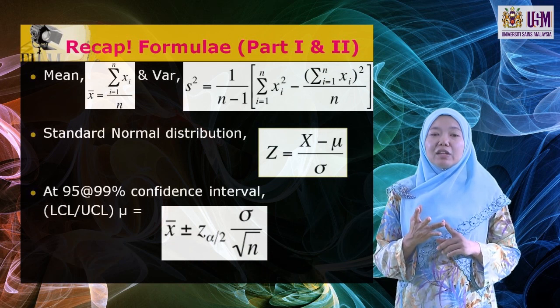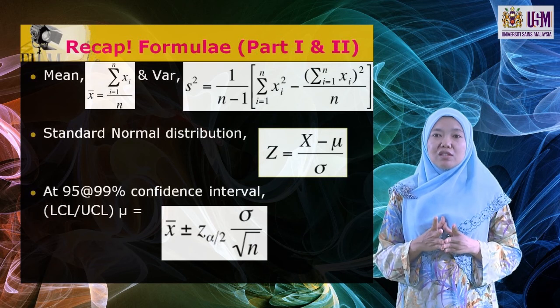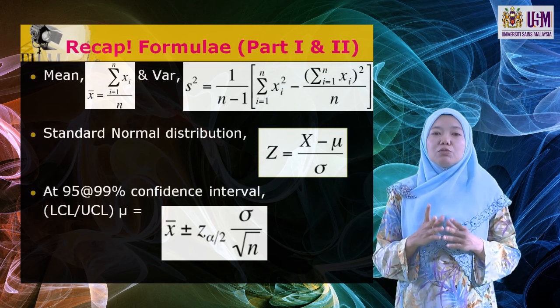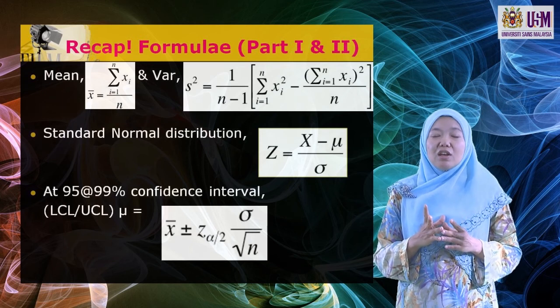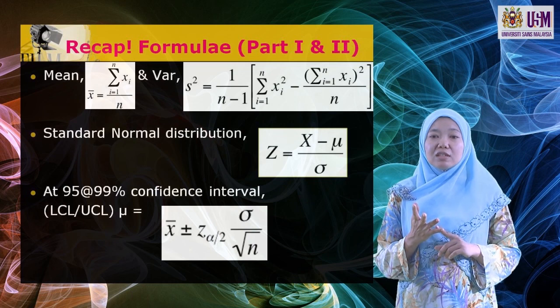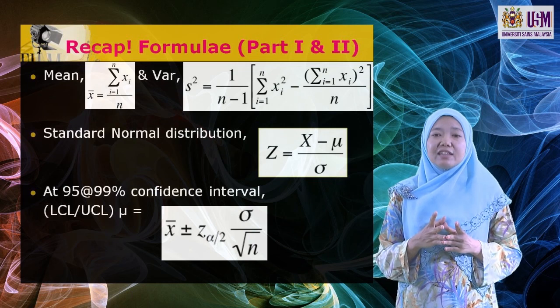And the second part, I introduced to you the normal probability distribution. That is the most important distribution that you need to assume throughout our discussion. In this case, I introduced to you the formula for the standard normal distribution. This is what we call the z-score formula: z equals x minus mu divided by sigma.